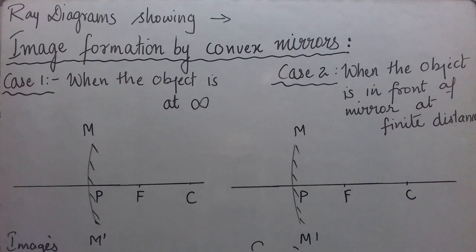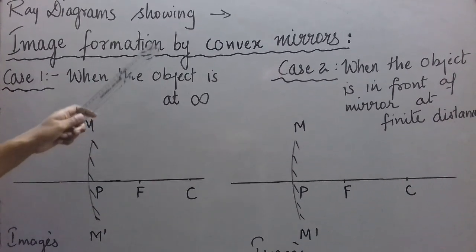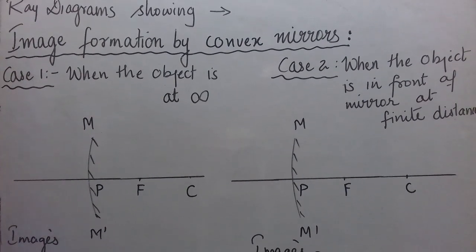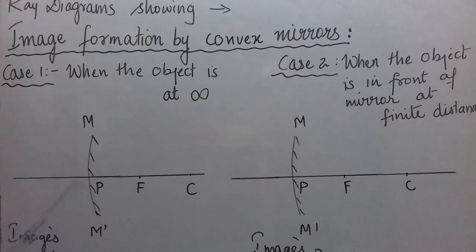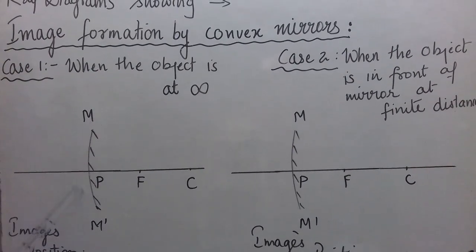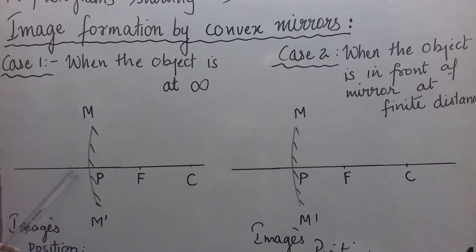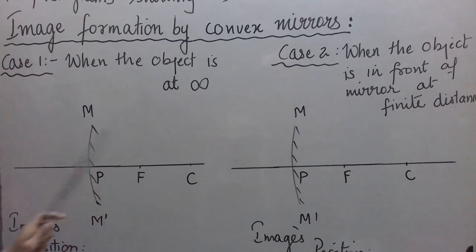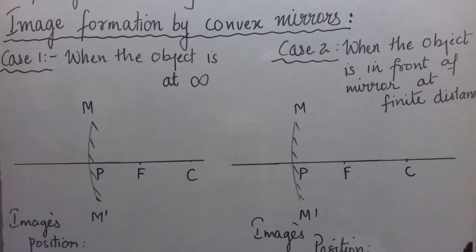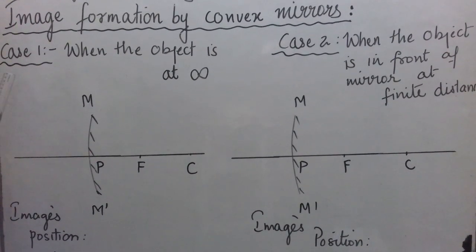So let us now see how to draw the ray diagrams showing image formation by a convex mirror using the rules that we have learnt just now. Now see, in the case of a convex mirror, this is the surface which is reflecting on this side. So we can place an object on this side. It is not like a concave mirror where the focus and center of curvature were lying in front of it. So in this case we have only two cases to place the object.